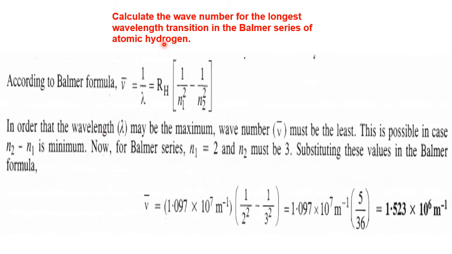Now, next numerical. Calculate the wave number for the longest wavelength transition in the Balmer series of atomic hydrogen. Let us recall our previous session where the Balmer formula is used for the wave number. Wave number is the reciprocal of the wavelength, 1 by lambda, which is equal to Rydberg constant into 1 by n1 square minus 1 by n2 square, lower energy level and higher energy level.